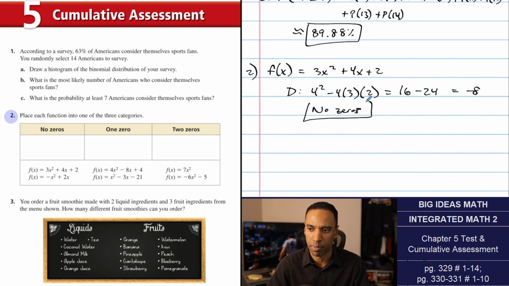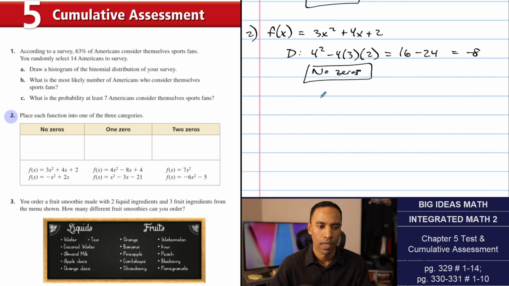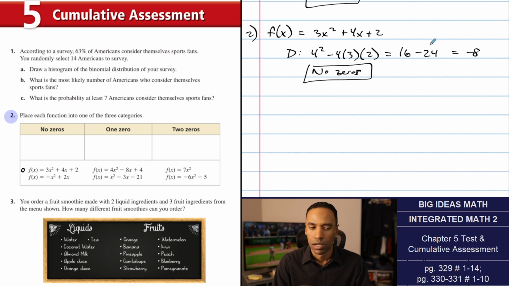I'll make sure to copy and paste the table at the very end after this. So there's that one. No zeros for this. Let me just put a 0 next to it. Okay. Next one, f of x equals negative x squared plus 2x.